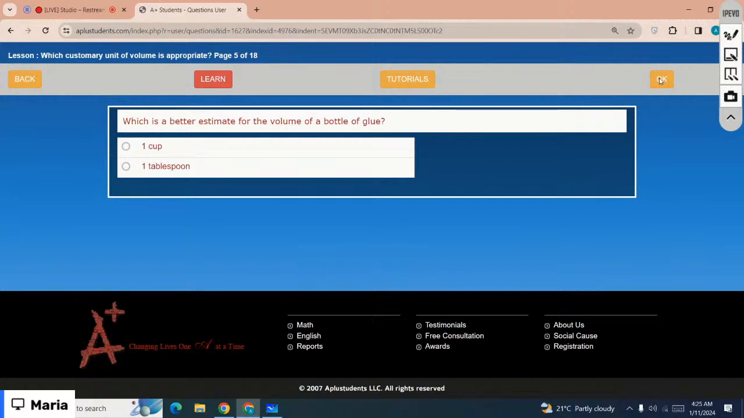Okay, which is the better estimate for a bottle of glue? One tablespoon or 1 cup? Which is the correct option?